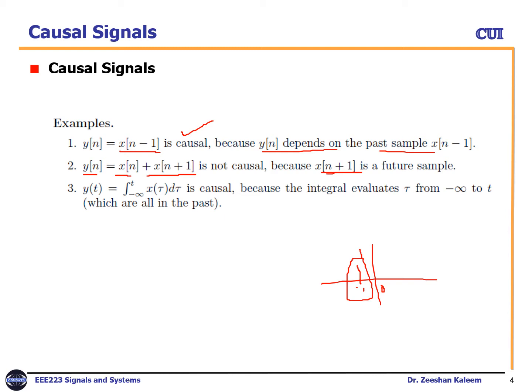Let's see another example. Example 3: y(t) is the integral from minus infinity to t of x(θ) dθ. This is causal because the integral evaluates from minus infinity to t, which is all in the past, not the future samples. So these were some examples to show what causal signals are.